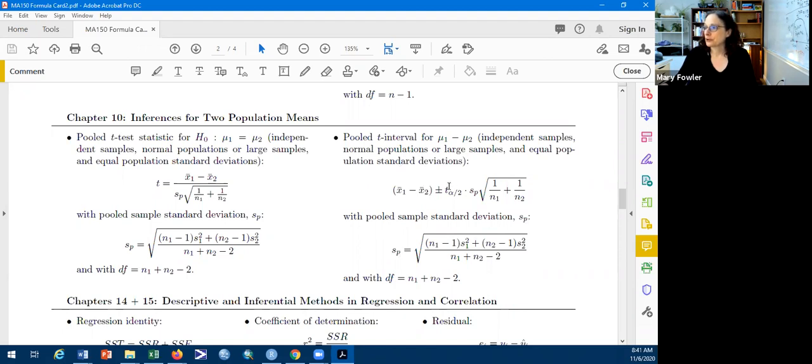X bar 1 minus X bar 2 plus or minus T sub alpha over 2 times your pooled standard deviation and this factor here, right? In chapter 8, we had S over the square root of N. And so that gets replaced by this more complex, but similar S sub P times this factor. This is like the over square root of N piece. Okay, but it's a little more complicated. And S sub P is that pooled standard deviation, which we discussed when we were doing the hypothesis test.